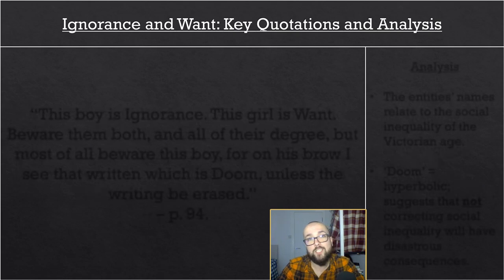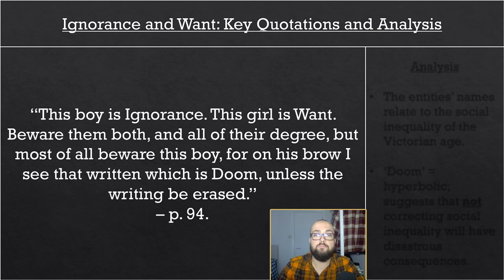The Ghost of Christmas Present provides Scrooge, and by extension us as readers, with some more information about these entities. In its dialogue, the spirit states, "This boy is ignorance, this girl is want. Beware them both, and all of their degree. But most of all beware this boy, for on his brow I see written, which is doom, unless the writing be erased."